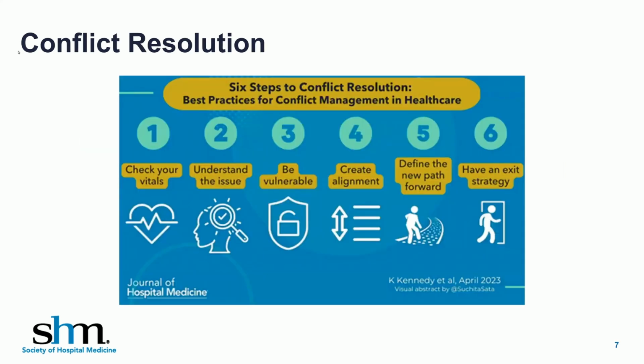Wow, this is very helpful. Yeah, you're absolutely right. I also have some more tools to discuss. So these are some tips from the Journal of Hospital Medicine that was published in 2023, and they provide 6 steps to conflict resolution in healthcare settings. So check your vitals, understand the issue, be vulnerable, create alignment, define the new path forward, and have an exit strategy.